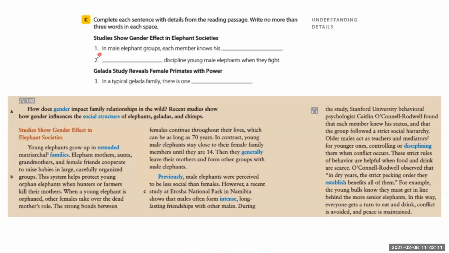I now go back to the sentence in exercise C. I read the sentence out loud to myself with status in the blank to see if the word I chose makes sense. In male elephant groups, each member knows his status. And it makes sense. It's a true statement from the article, so I write status in this blank.